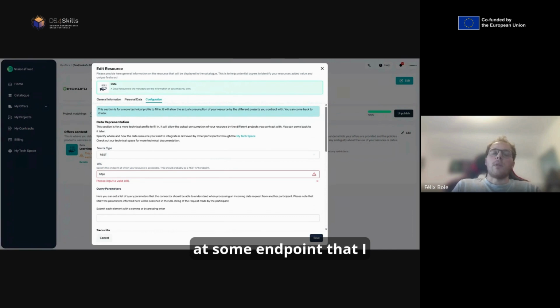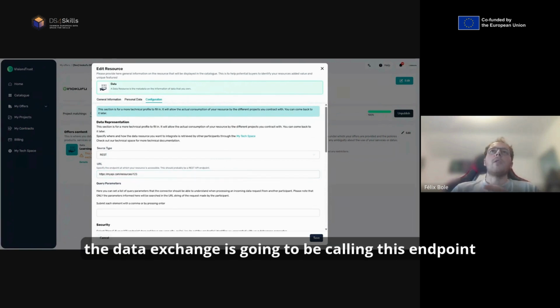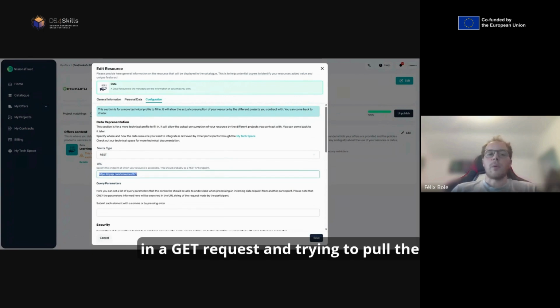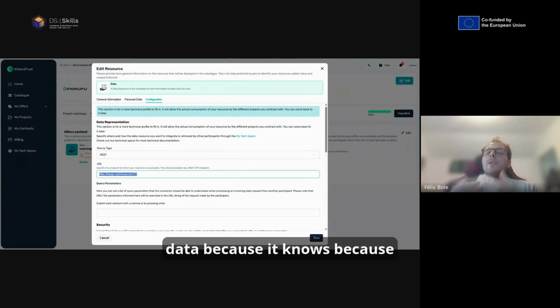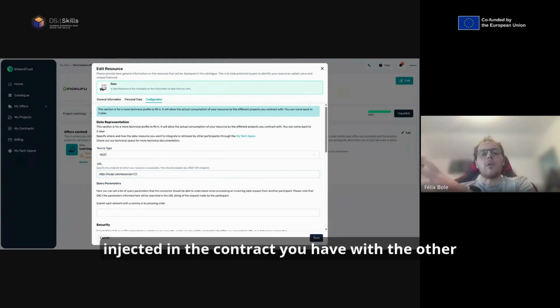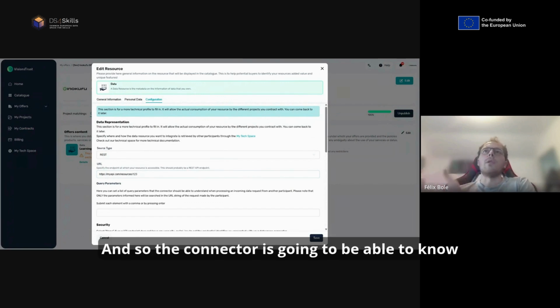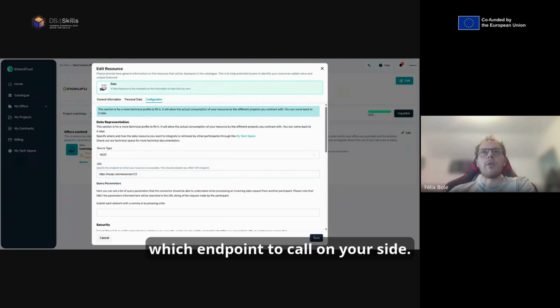at some endpoint that I control. During the workflow, the data exchange is going to be calling this endpoint in a GET request and trying to pull the data because it knows, because this is going to be injected in the contract you have with the other participants. And so the connector is going to be able to know which endpoint to call on your side.